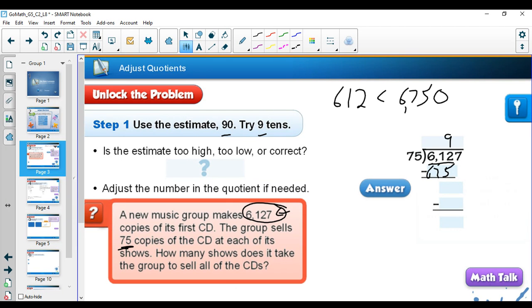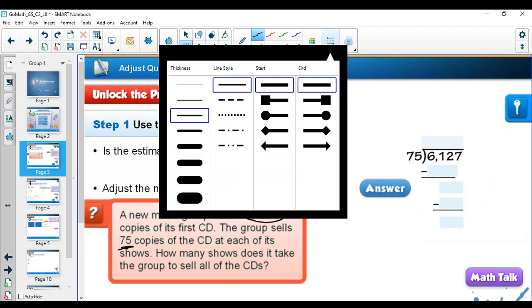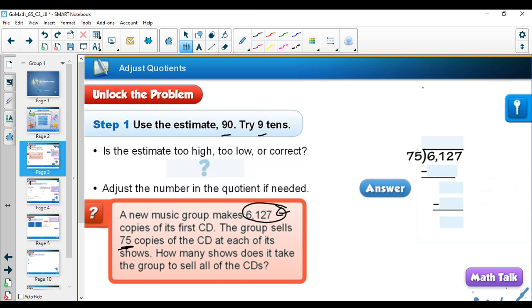So because that's the case, I'm going to now evaluate. I'm going to think to myself, how much bigger is 675 than 612? And 675 is about 60 more, right? If we just did some really quick subtraction, we could see that. And so instead of a 9, I am going to put in the next number down. And the next number down from 9 is the number 8. So let's see if this works.